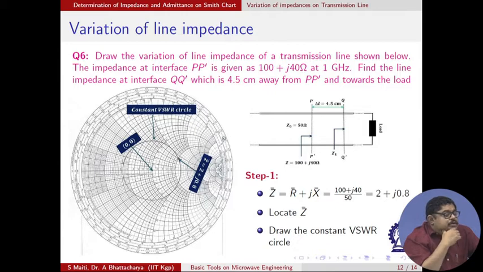Now, let us do this problem. This is about line impedance calculation: if I move along the transmission line, how can I calculate the impedance? I would also advise that if any of you find the Smith chart complicated, you can solve this problem analytically, not Smith chart wise.